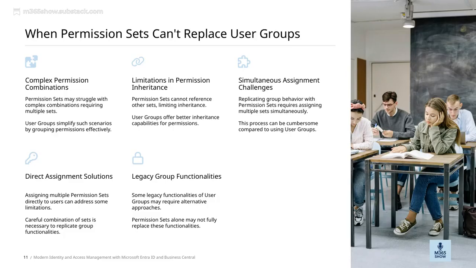Unlike user groups, permission sets can't reference each other or inherit permissions, which limits their flexibility. User groups, on the other hand, offer better inheritance capabilities, making permission management more streamlined. When dealing with complex permission scenarios, permission sets can struggle, especially when multiple sets need to be combined.